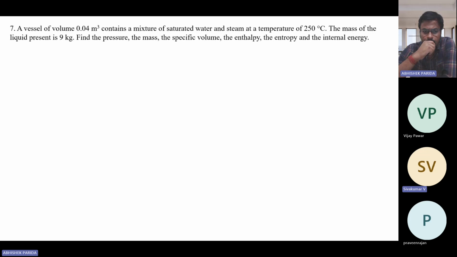Procedure is if you refer the temperature table and take all the properties. Do it. Yeah, you do it, then we'll discuss.